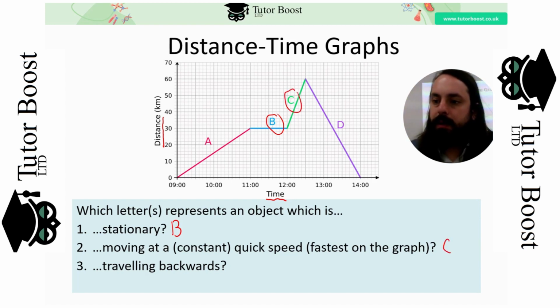Okay? It's covering more distance in very little time, just 30 minutes. Okay? And then which object is traveling backwards? That would be D. Okay? So D is going back to the starting point. So that's it. If you want to carry out a calculation to calculate the speed, you just need to do the difference in distance divided by the difference in time. Please make sure that you do not use all of this distance because that would be wrong.